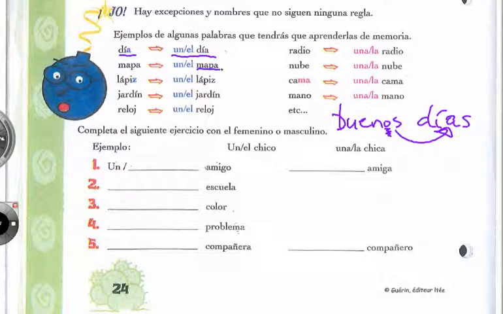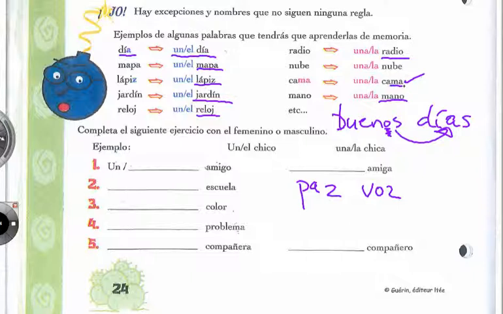Mapa is masculine. Lapis. So you learned that a word that ends with a Z is probably going to be feminine, like la paz, peace, or la voz, your voice. But lapis means pencil, is an exception. El jardín, un reloj, la radio ends with an O, but it's feminine. So mano, your hand, and this is not an exception. This is la cama. Oh, I see, because of the MA, but it is feminine.